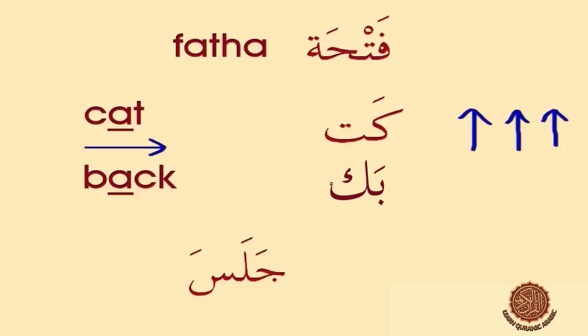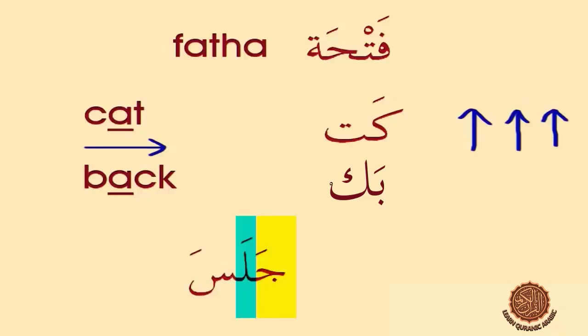So the first letter we have is the Jim. It has the J sound. So the Jim with the Fatha would be Ja. Second letter is the Lam. It's similar to the L sound in English. So the Lam with the Fatha on top is La. So let's read both those letters together.